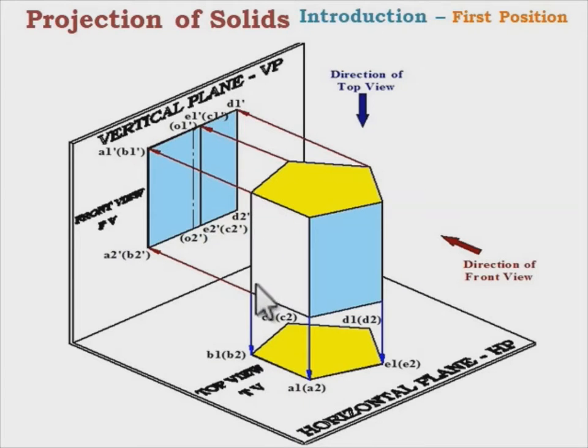B1 is visible, B2 is hidden. C1 is visible, C2 is hidden. D1 is visible, D2 is hidden. E1 is visible, E2 is hidden.